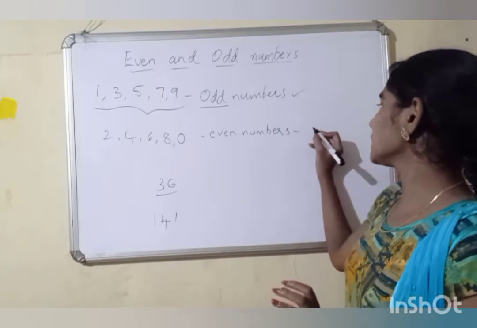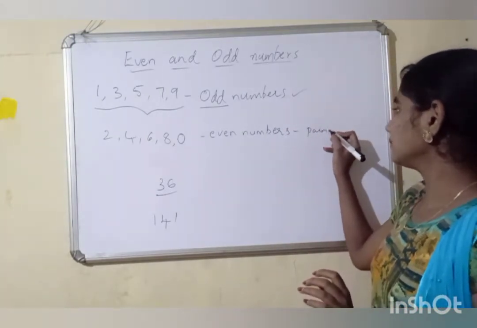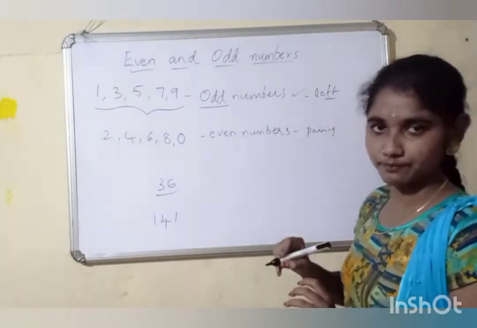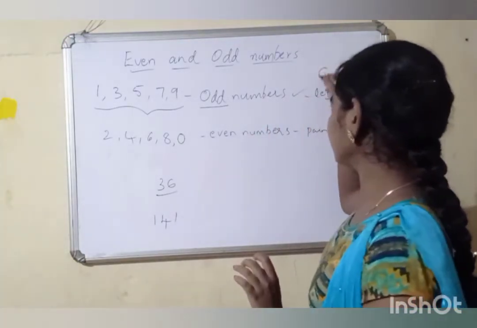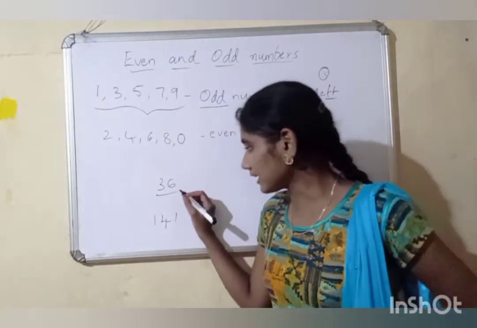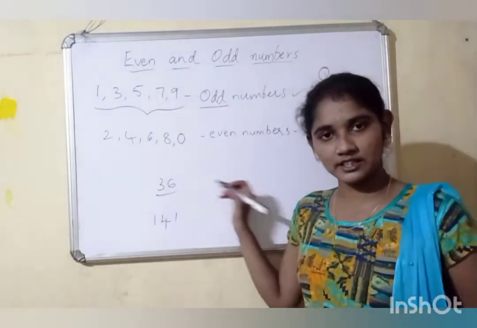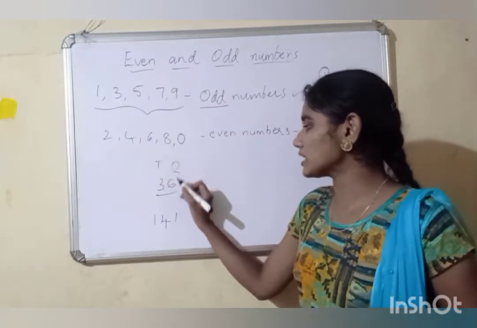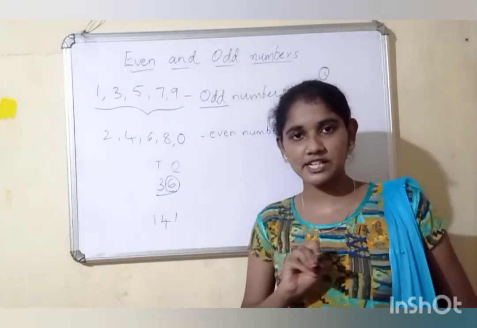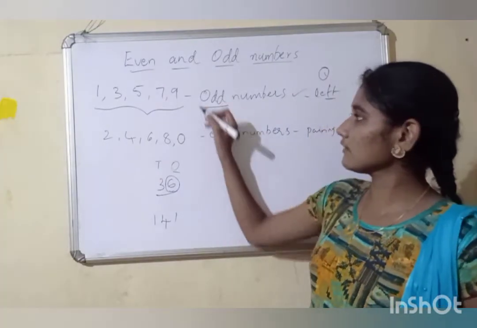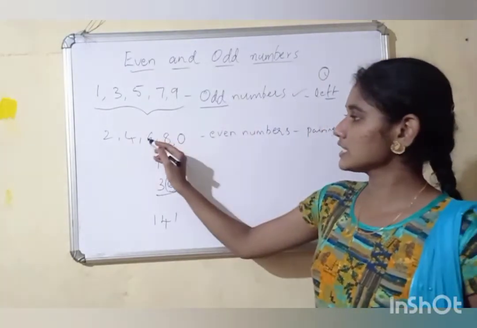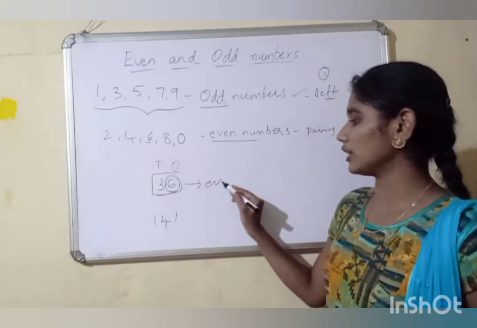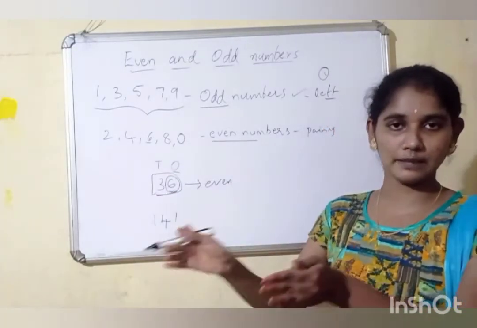Even numbers means pairing will be done. Nothing will be left over. Odd numbers means one will be left. Okay, only one will be left. Right. See here, 36. Now how to find out whether it is an even number or an odd number? Very simple, you have to find out the ones place digit. Here the ones place digit is 6. 6 is an even number. So the entire number 36 will be even only. You need not check by making pairs.